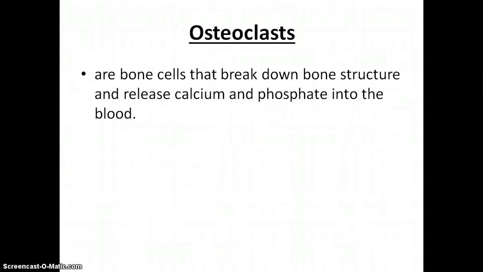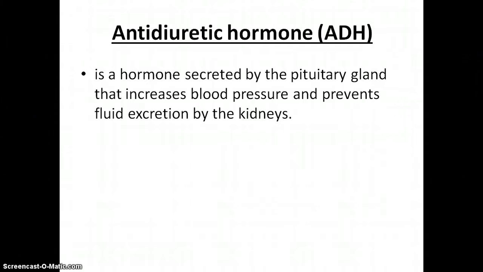Osteoclasts are bone cells that break down the bone structure. Clast is to break down. Antidiuretic hormone is a hormone that's secreted by the pituitary gland that helps increase blood pressure. Anti is against. Diuresis is to void or to get rid of. So this is against that. So your antidiuretic hormone actually increases your blood pressure because it tells the kidneys to hang on to the extra fluid.